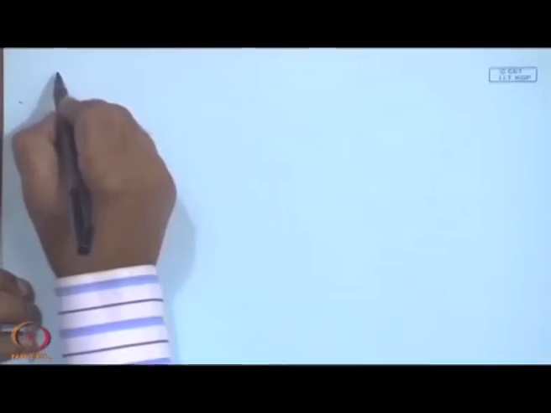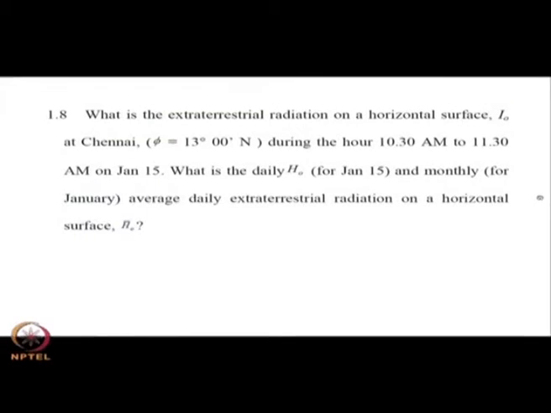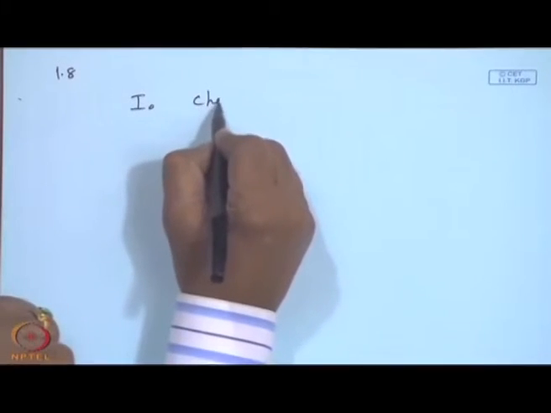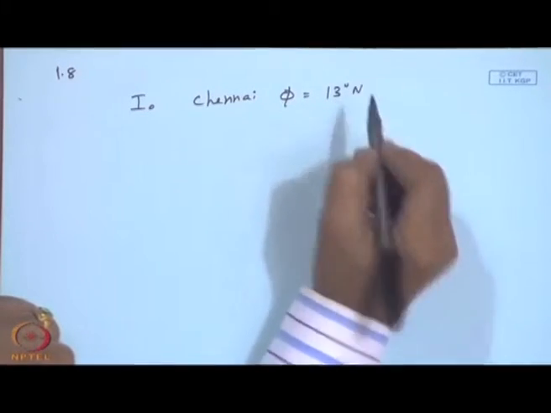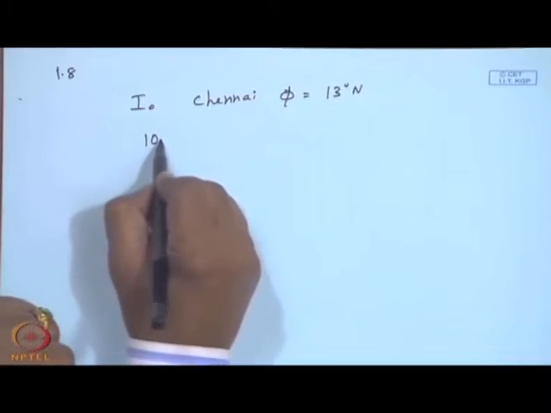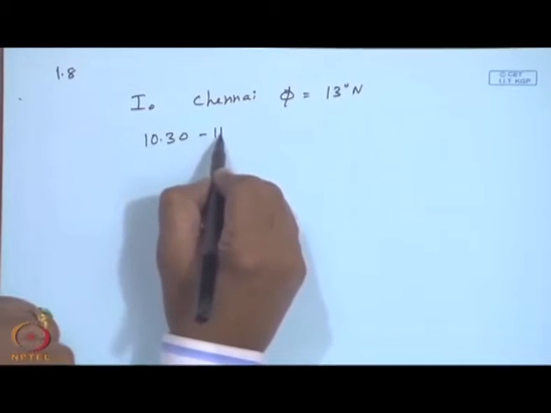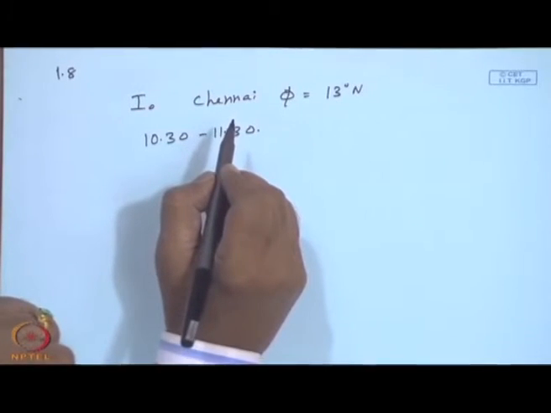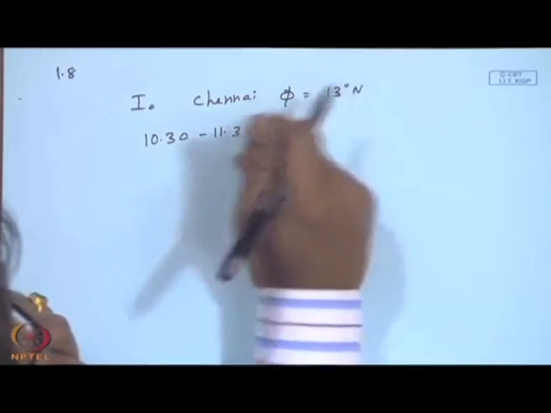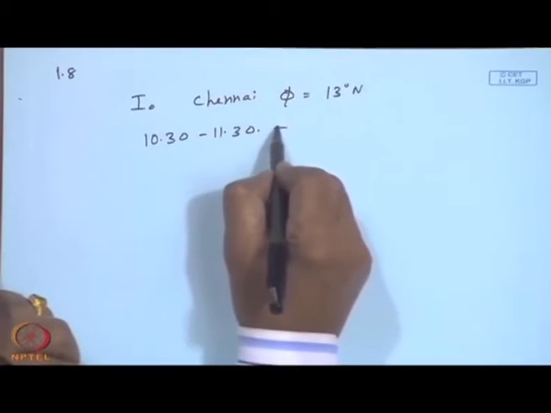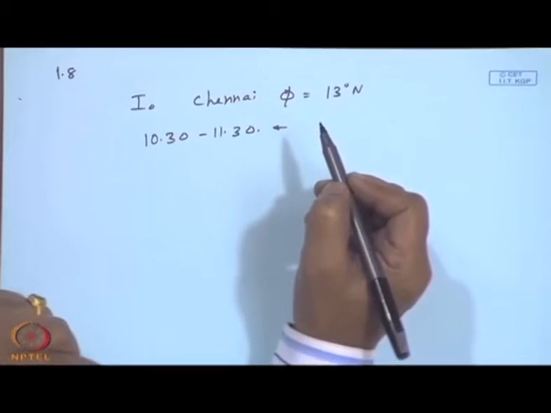So, we will go to problem number 1.8. What is the extraterrestrial radiation on a horizontal surface I0 at Chennai, whose latitude is 13 degrees north, during the hour 10:30 to 11:30? Now, I shall go back to the previous problem after finishing this. This time reminded me of something that I can tell you.